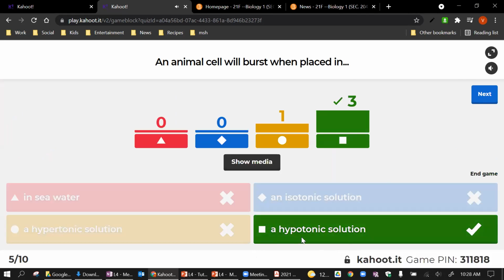Yep, hypotonic, it will burst. Okay, it will burst. Hypertonic, it will shrink.